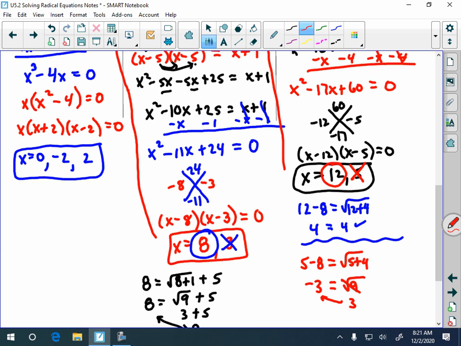Only 12 does. So a lot of these times when you get two solutions, one of them is going to work and the other one's not. So just be careful with those square root problems. All right, that is it.